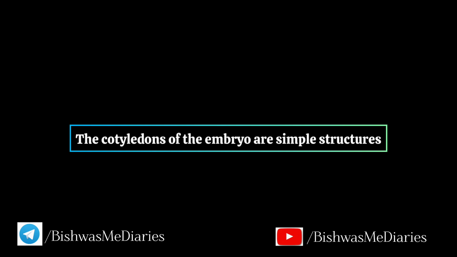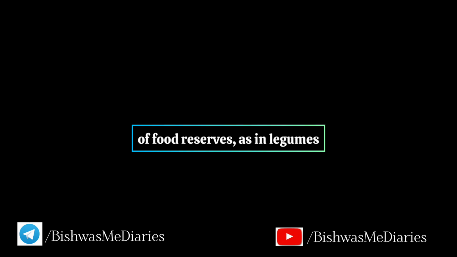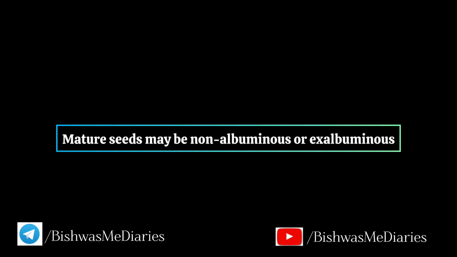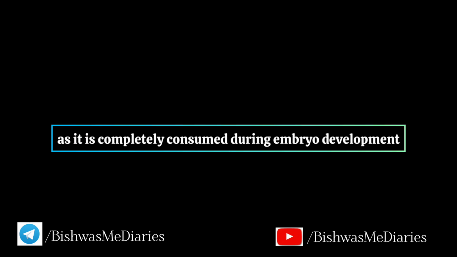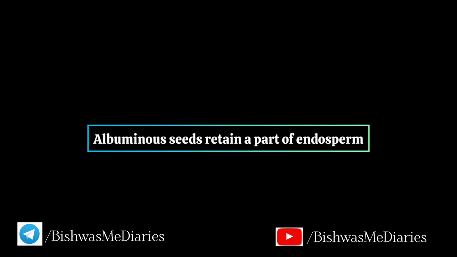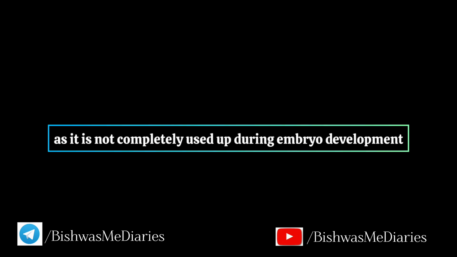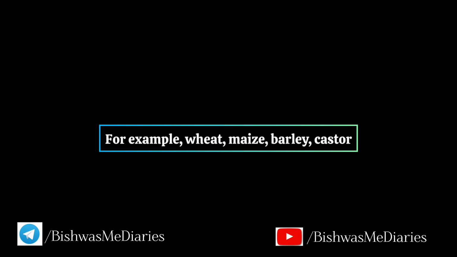The cotyledons of the embryo are simple structures, generally thick and swollen due to the storage of food reserves, as in legumes. Mature seeds may be non-albuminous or albuminous. Non-albuminous seeds have no residual endosperm as it is completely consumed during embryo development. For example, pea, groundnut. Albuminous seeds retain a part of endosperm as it is not completely used up during embryo development. For example, wheat, maize, barley, castor.